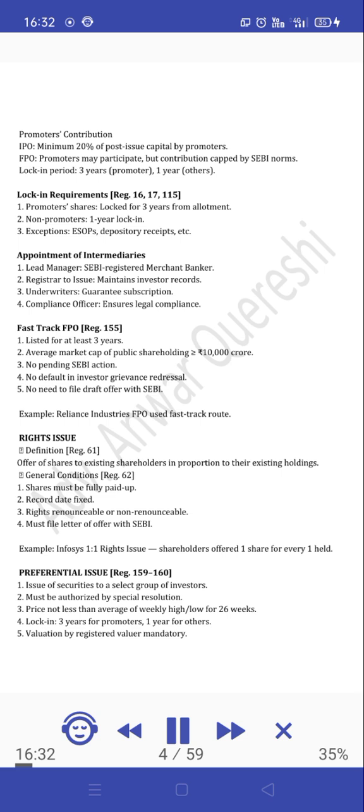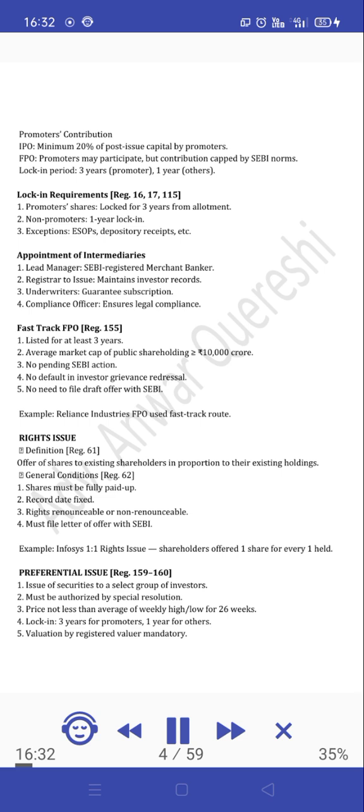Rights issue. Definition, Reg. 61: offer of shares to existing shareholders in proportion to their existing holdings. General conditions, Reg. 62-1. Shares must be fully paid up. 2. Record date fixed. 3. Rights renounceable or non-renounceable. 4. Must file letter of offer with SEBI. Example: Infosys 1:1 rights issue. Shareholders offered 1 share for every 1 held.